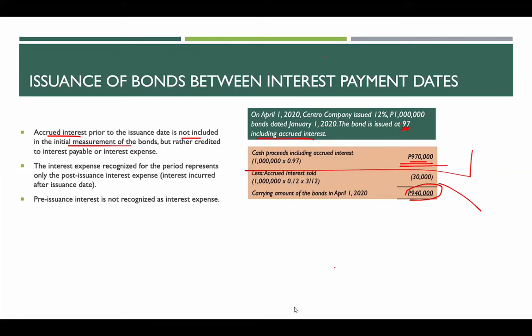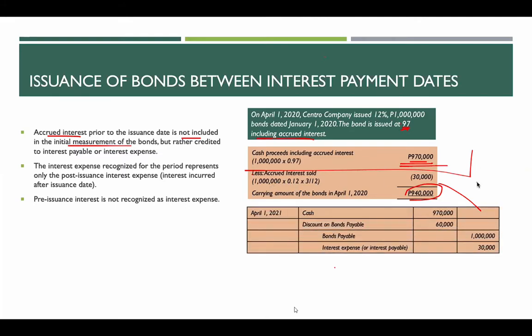Okay. So, that is the computation of the carrying value at initial measurement. So, to record the transaction, we record the cash that we received from the investor. So, the investor paid 97, so 970,000 is what you received. Okay? And then, our liability is bonds payable, again at face value of 1 million. Okay? How are we going to compute the interest expense or interest payable? This is actually an accrued interest.